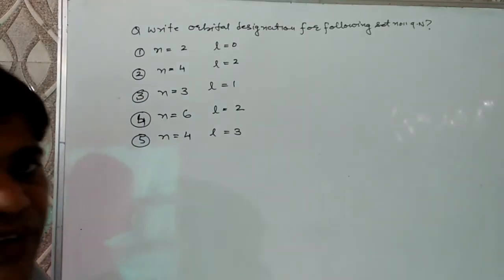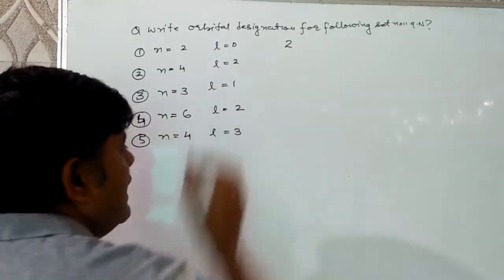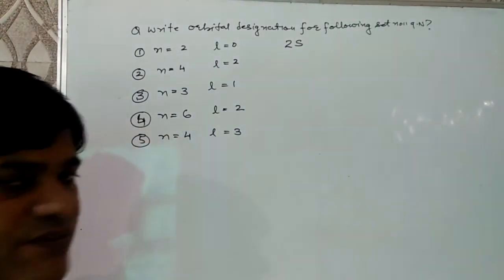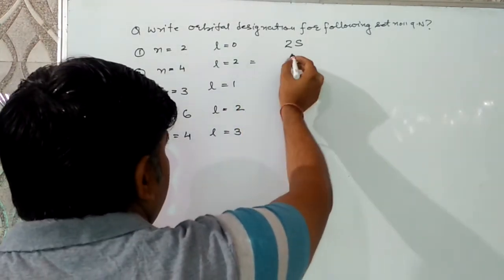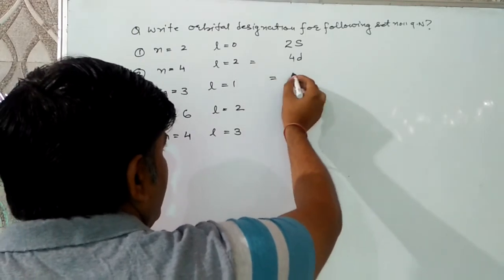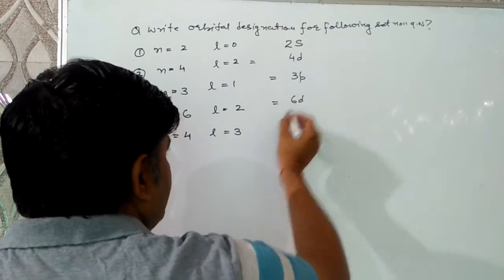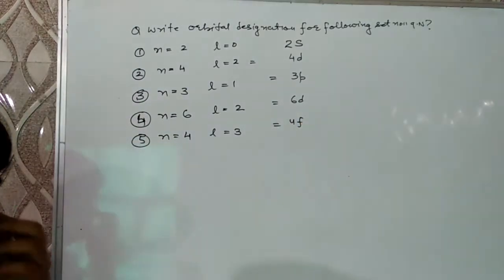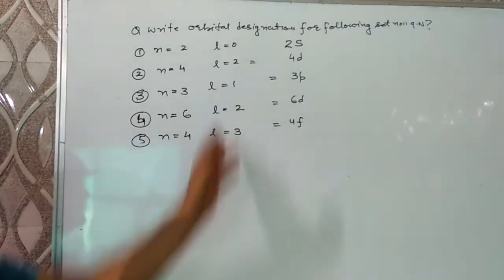As I have mentioned, we have to write down the principal quantum number first. Then if l is 0, the subshell will be s. So the designation for the first one will be 2s. Second one, it will be 4d. Third one, it will be 3p. Next one is 6d. And the last one will be 4f. I hope you understand. First of all, we have to write down the principal quantum number, then the subshell.